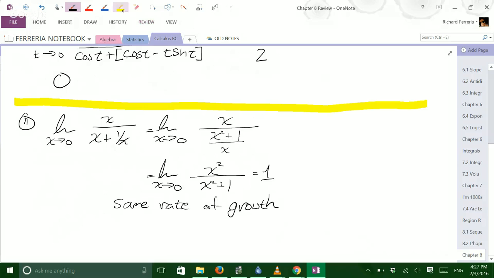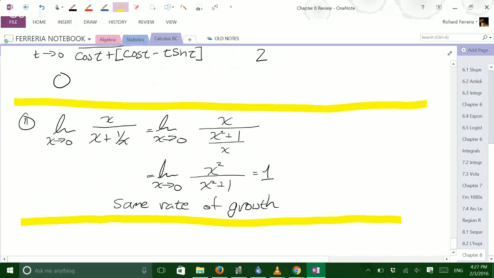You were worried about taking a bunch of L'Hopital's rules, weren't you? So the powers are the same, and we get 0 over 0. So same rate of growth could be any number except 0 and infinity. If it is 0 or infinity, then it's either f or g that grows faster.